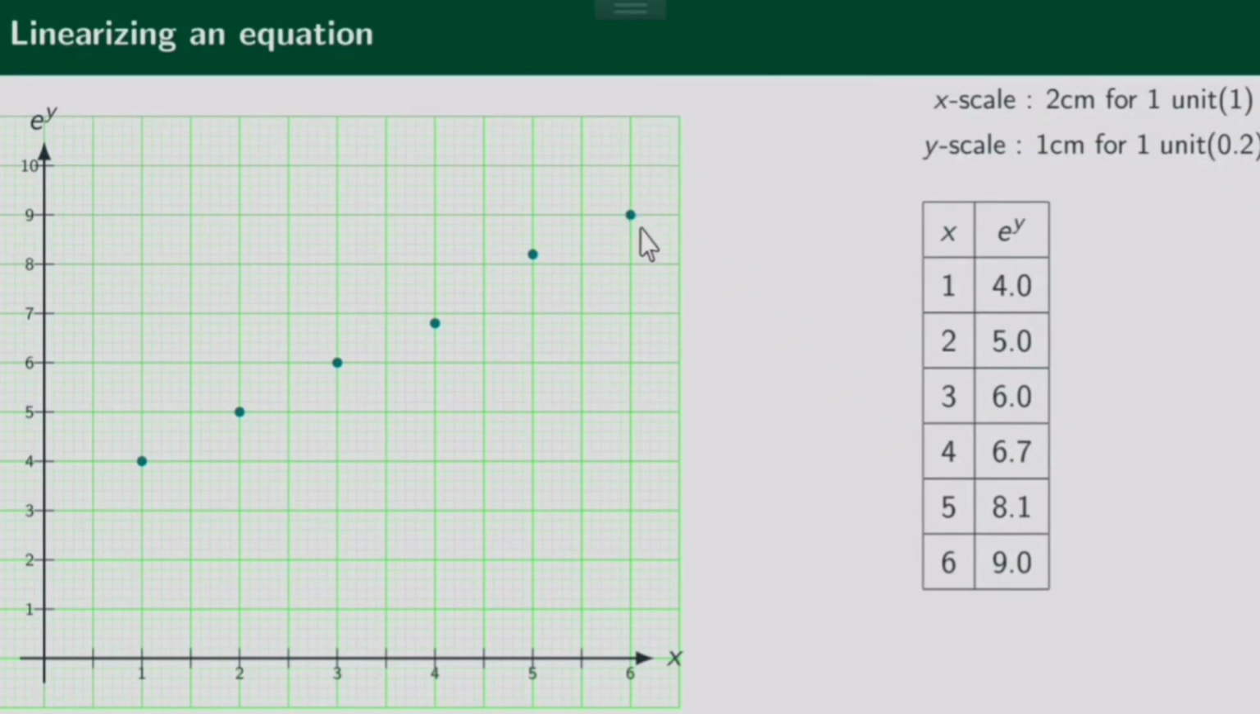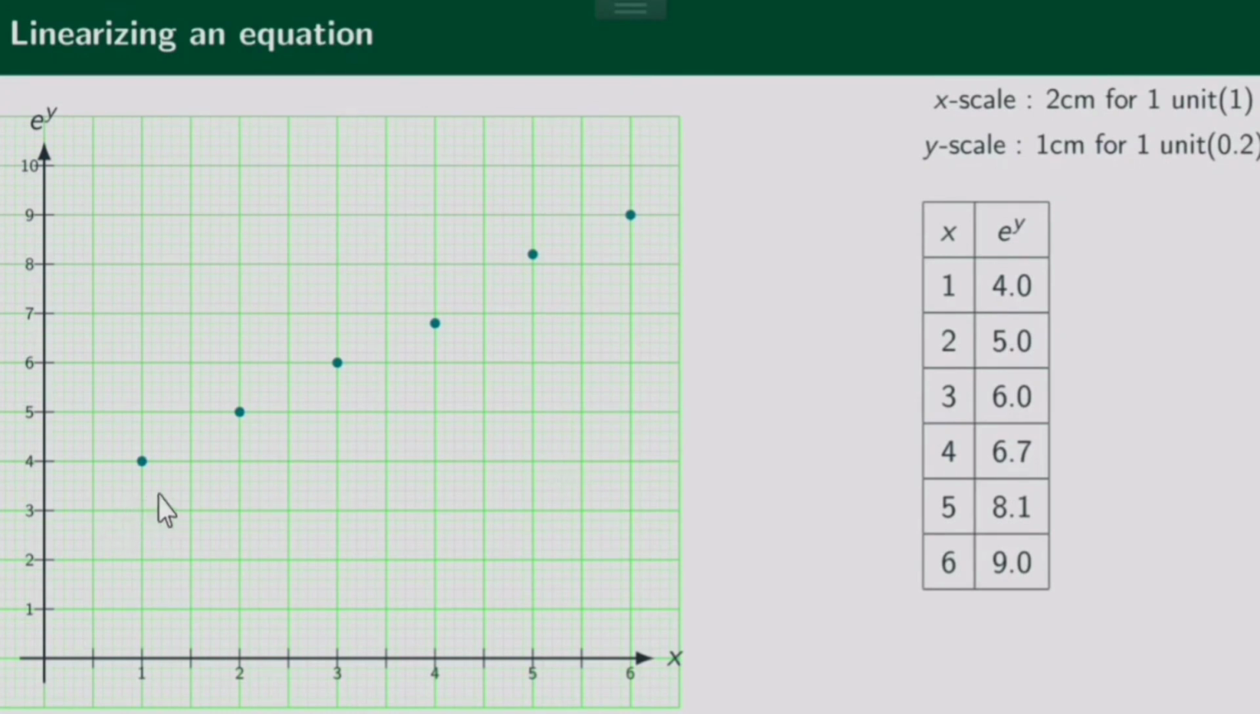X is 6, y is 9. So I have the point here. Now at this point I have to draw what they call the line of best fit. What is the line of best fit? That is the line that separates equal number of points above the line as there are below the line.